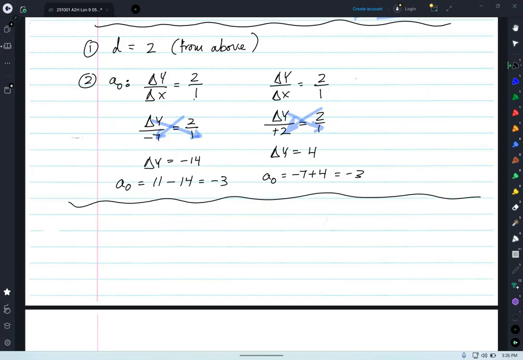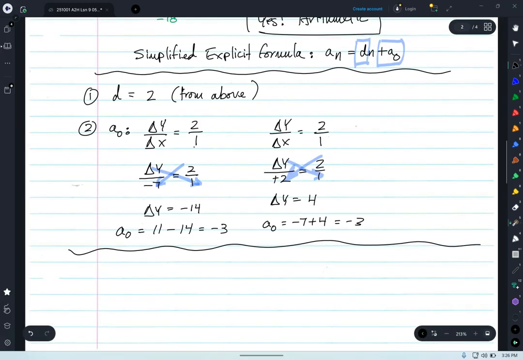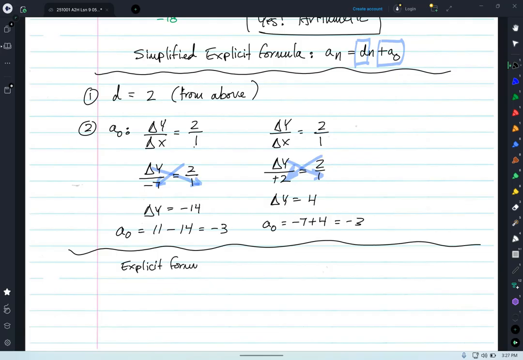Ready? Here we go. Okay, so let's kind of summarize this whole thing up, right? I've been talking about the difference between Algebra 2 language and Algebra 1 language, right? So for this particular problem up here, now that we have our d of 2 and our a sub 0 of negative 3, then I can easily jump to writing my explicit formula, which is going to look like this, right?